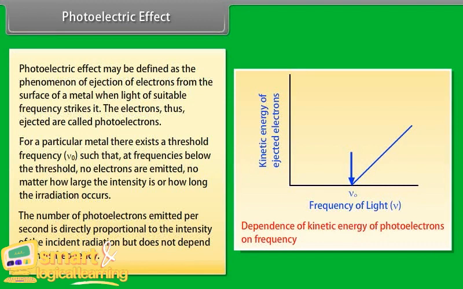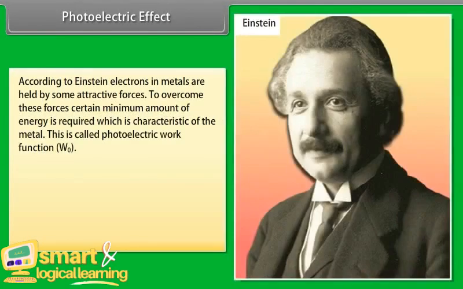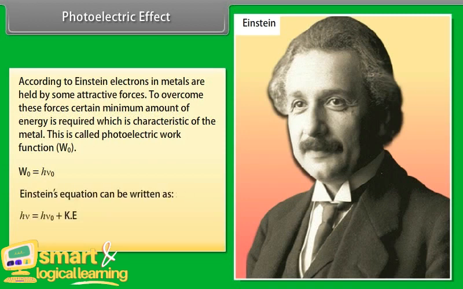The number of photoelectrons emitted per second is directly proportional to the intensity of the incident radiation but does not depend upon its frequency. According to Einstein, electrons in metals are held by some attractive forces. To overcome these forces, a certain minimum amount of energy is required, which is characteristic of the metal. This is called photoelectric work function W0. W0 is equal to h nu naught. Einstein equation can be written as h nu is equal to h nu naught plus Ke. Ke is equal to h nu minus h nu naught.